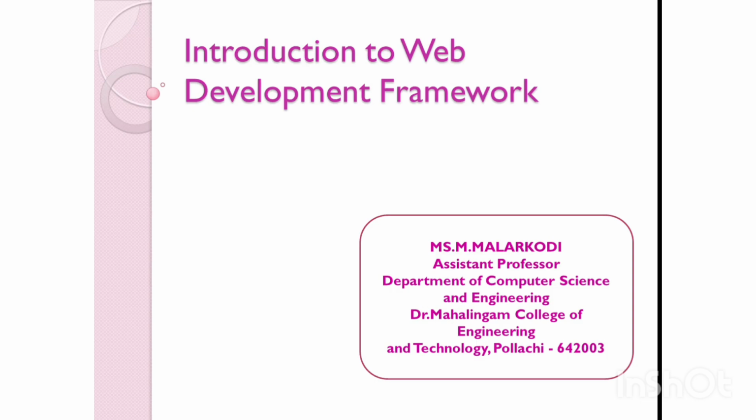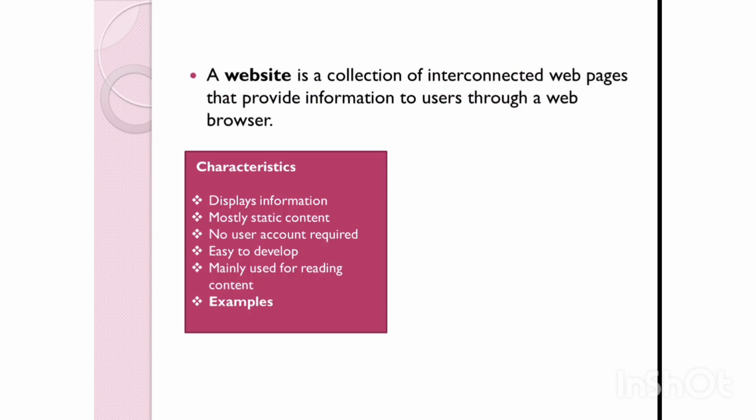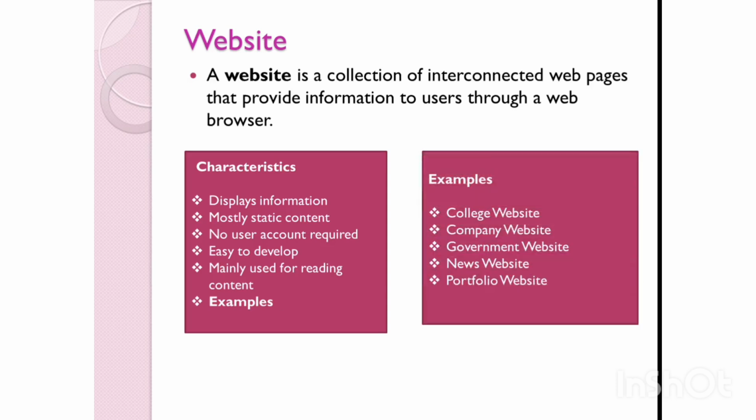So let's get started. Let's first understand what a website is. A website is simply a collection of interconnected web pages that users access through a web browser like Chrome, Edge or Firefox. Think of it like a digital book. Every page gives information and you can move from one page to another using links.